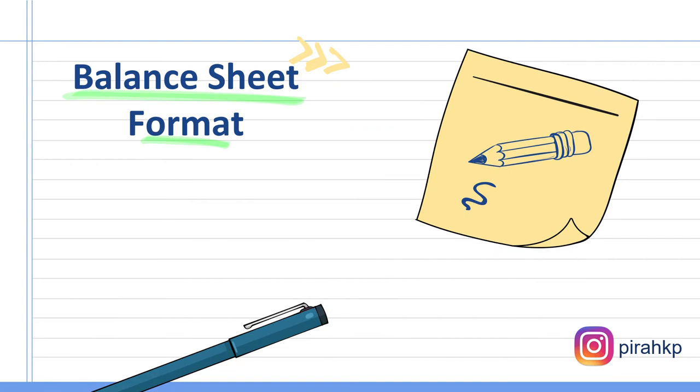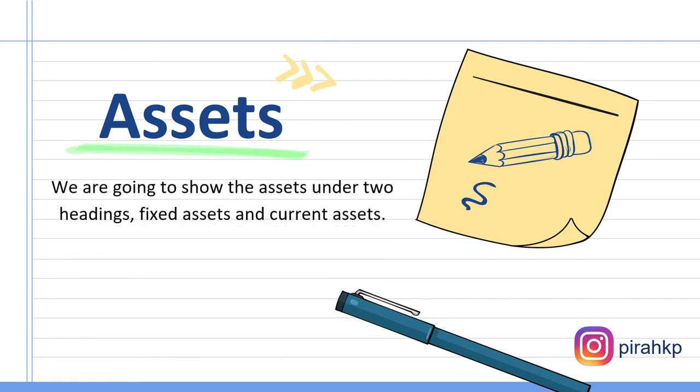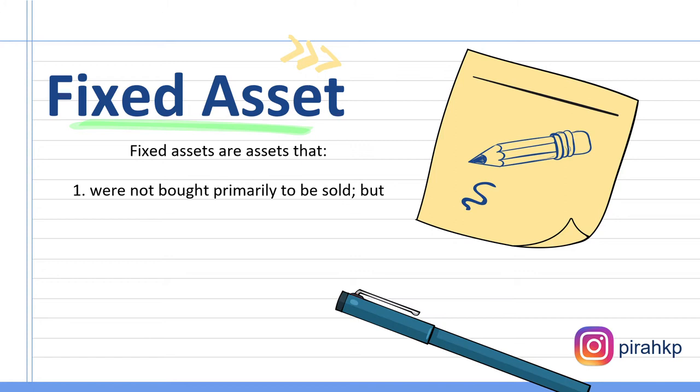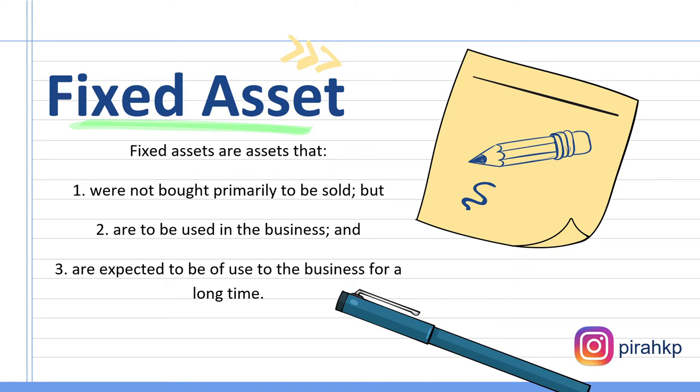And now we are going to look at each category given in this balance sheet in detail, so that we understand what we have to write and where. First is assets. Assets are usually written under two headings, which are fixed assets and current assets. Fixed assets are basically those assets that you are not purchasing for selling them. They are not purchased for the purpose of selling. They are to be used by the business, in the business, and they are expected to be of use to the business for a long time. So they are usually used for more than a year.